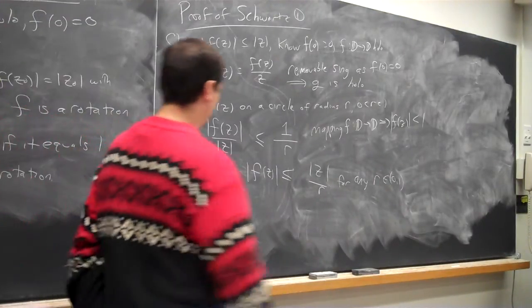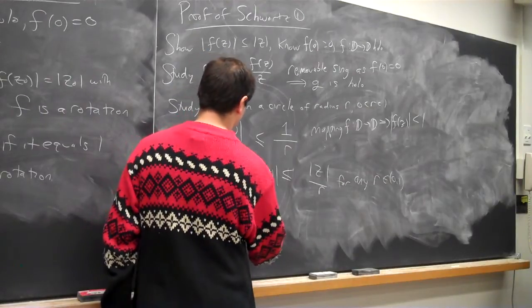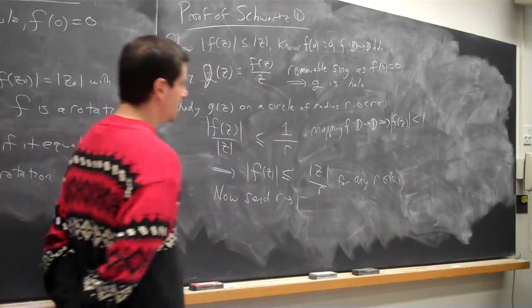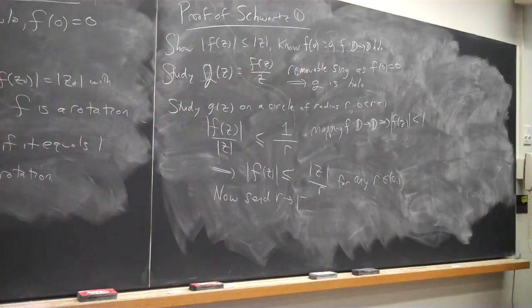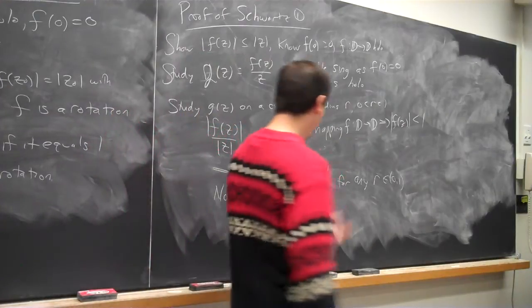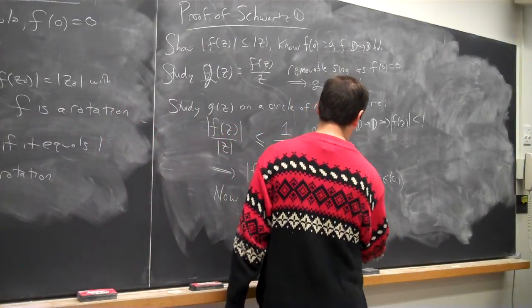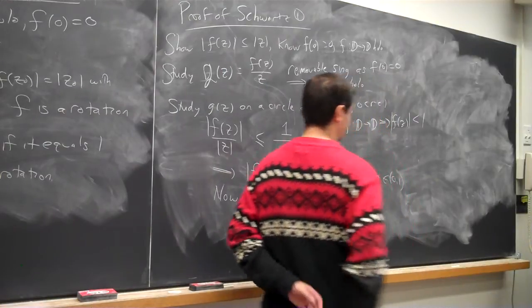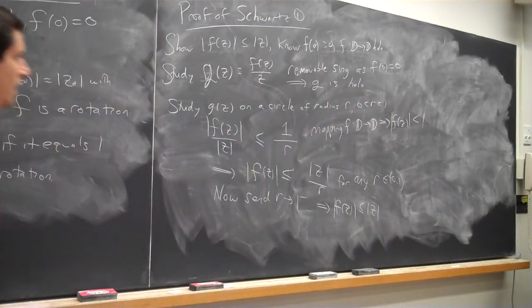Now send r to 1. And the minus sign here means we're sending it to 1 from below. So as we go all the way up to 1, this does imply that |f(z)| is less than or equal to |z|. And so this is the proof of the first part of Schwarz.